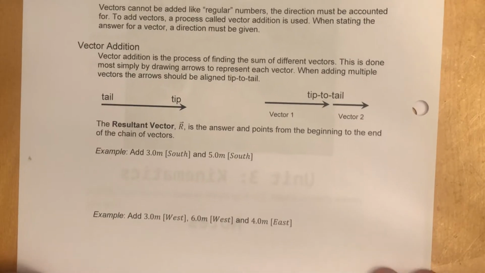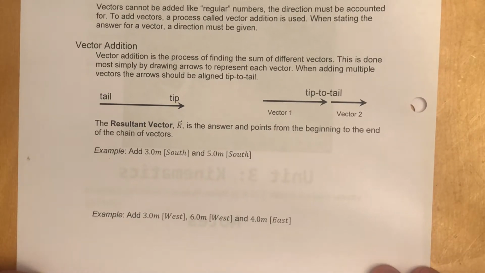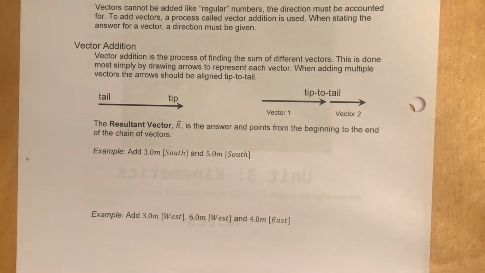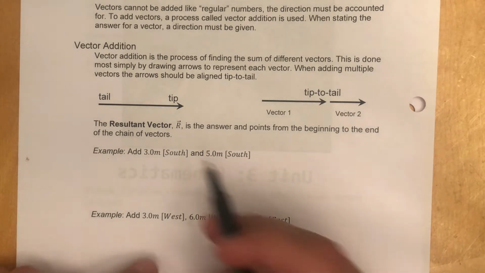Vector addition is the process of finding the sum of different vectors. This is done most simply by just drawing arrows to represent each vector. When adding multiple vectors, the arrows should be aligned tip to tail. This is the most important piece of vector addition.